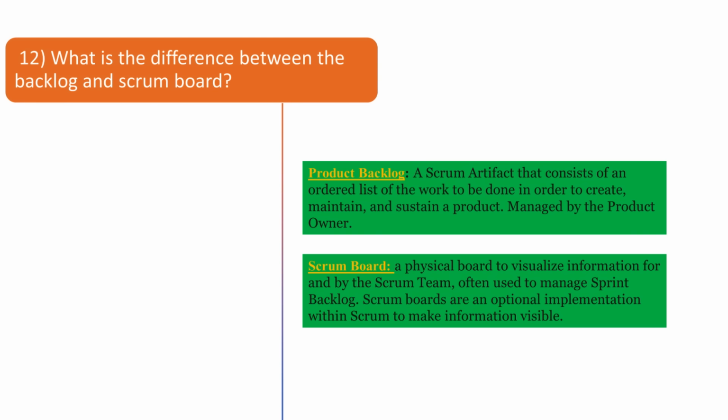On the other hand, Scrum board is a physical board to visualize information for and by the Scrum team, often used to manage the work plan for the sprint. Scrum boards are an optional implementation within Scrum to make information visible. In my experience, Scrum boards have been very useful.